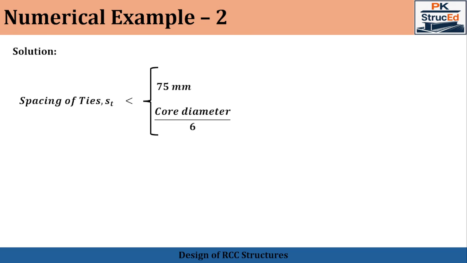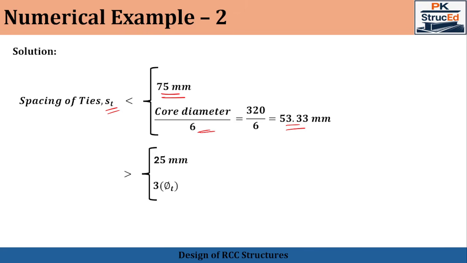Now, there are given conditions for the spacing of the ties. As per IS 456-2000, the spacing of the spiral reinforcement should be less than these two conditions: one is 75 mm and the other is 1/6 of the core diameter, the minimum of these two. Here the core diameter is 320 mm, so 1/6 will give 53.33. And the spacing should be greater than these two conditions: one is 25 mm and the second is 3 times the diameter of the helical reinforcement. Here we provided a 6 mm dia bar, so 3 into 6 will be 18.